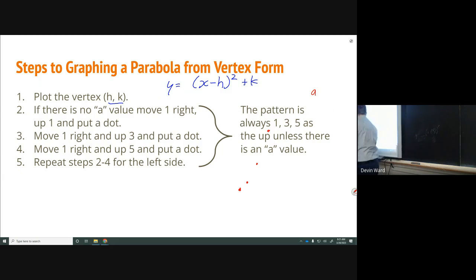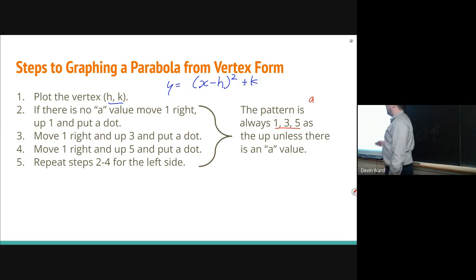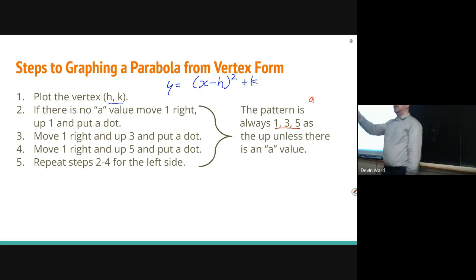And then I'll do the same thing on the left side. So it's always going to be 1, 3, and 5 unless there is an a value. So you go over 1, up 1, over 1, up 3, over 1, up 5. And then same thing on the left, so that it should be symmetrical.